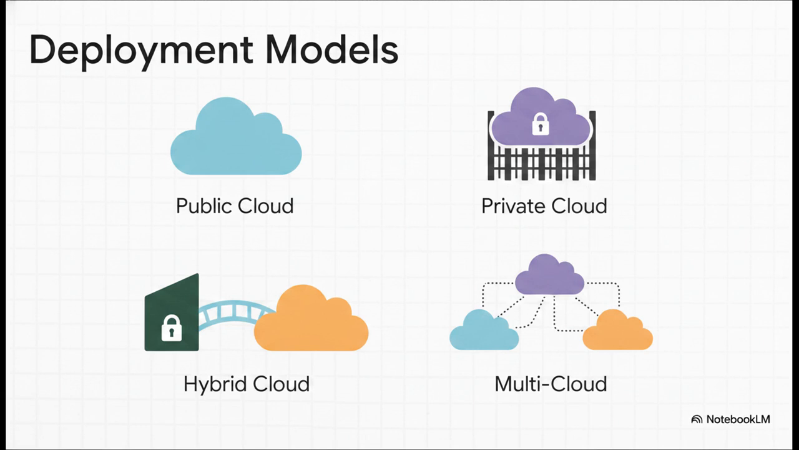Maybe you keep your highly sensitive customer data locked down in your local data center, but you run your web applications on AWS. And finally, a multi-cloud strategy involves using more than one provider, like maybe mixing AWS for your raw compute power with Azure for identity management.